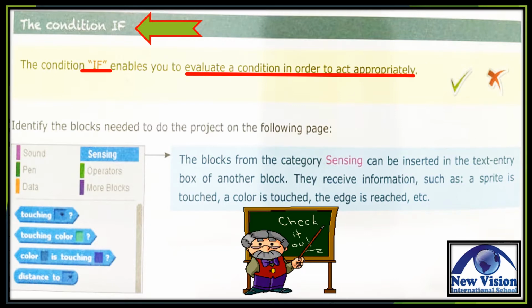The first block is sensing. The blocks from the category sensing can be inserted in the text entry box of another block. They receive information such as a sprite is touched, a color is touched, the edge is reached, and the others.